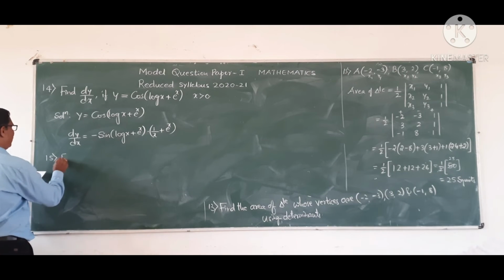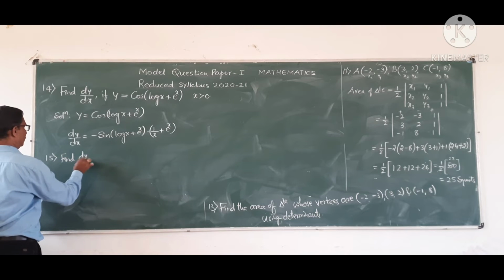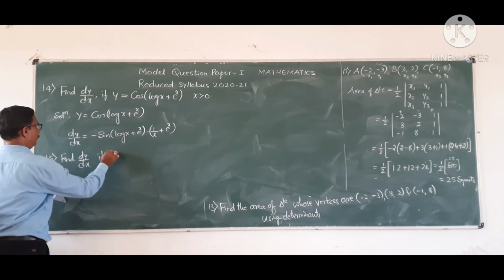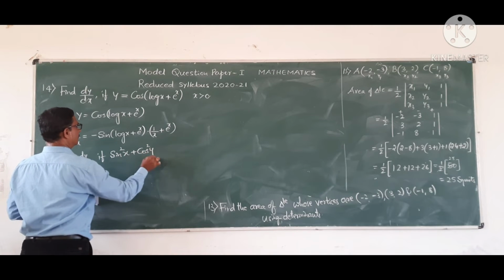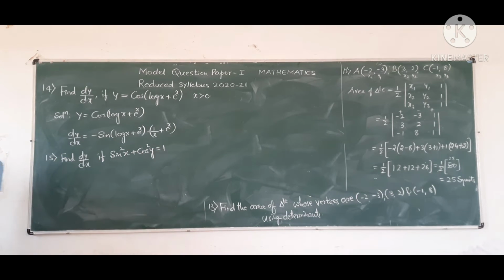Whereas the 15th question: find dy by dx if sin square x plus cos square y is equal to 1.